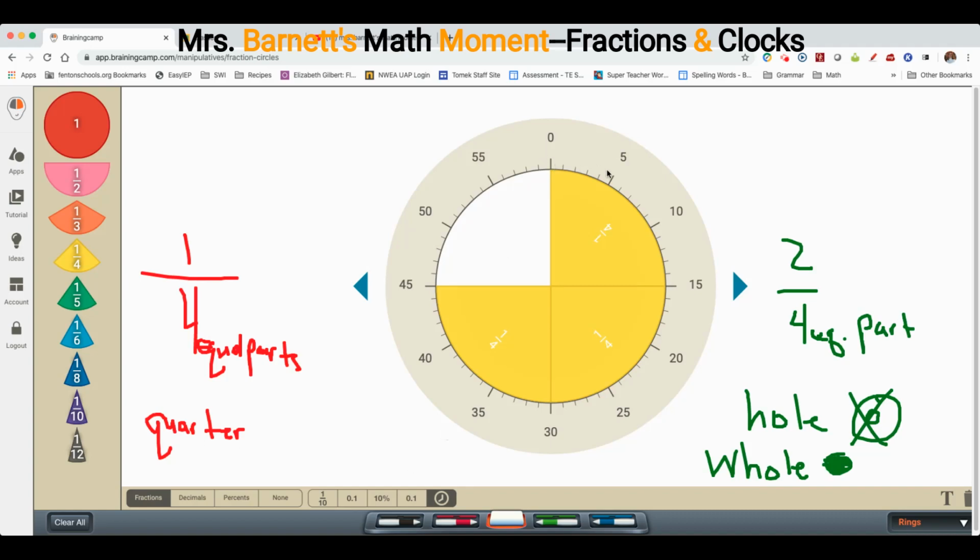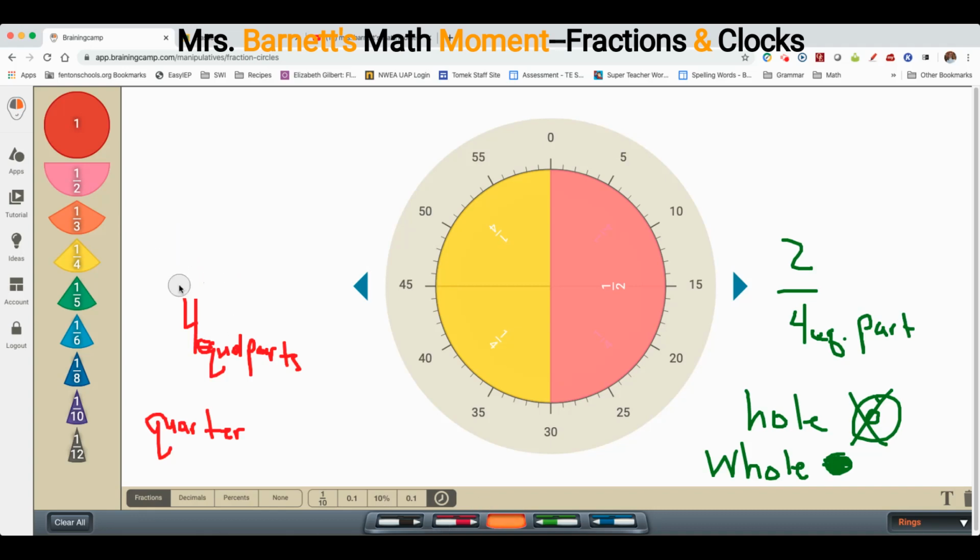But here we're talking about making this whole amount worth 60. So there's 55, 56, 57, 58, 59, 60 minutes in an hour. So this 1/4 is worth 15 minutes, because 15 plus 15 is 30, plus 15 is 45, plus 15 is 60. So it took 4 equal parts, 4 quarters, to make a whole. Well, 2 of those quarters, 2 quarters, is worth a half of 60.